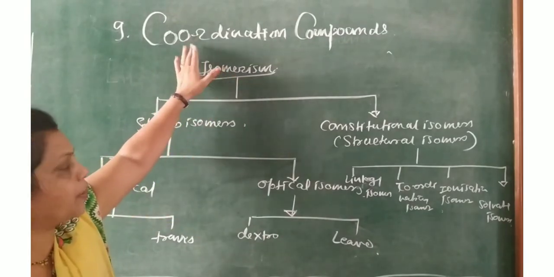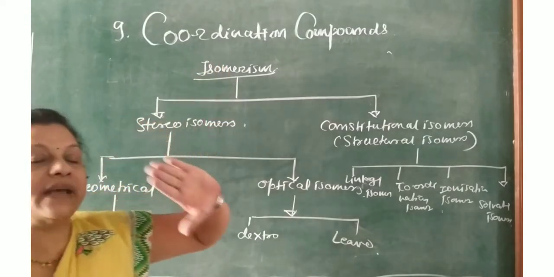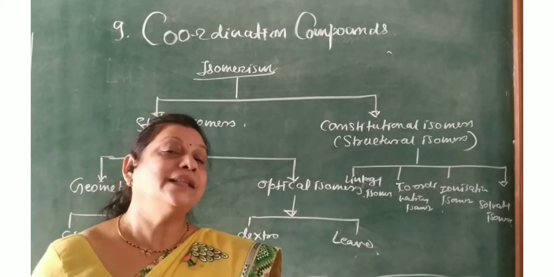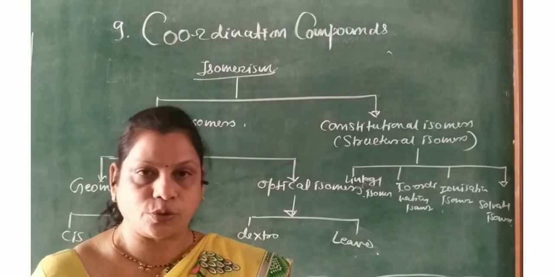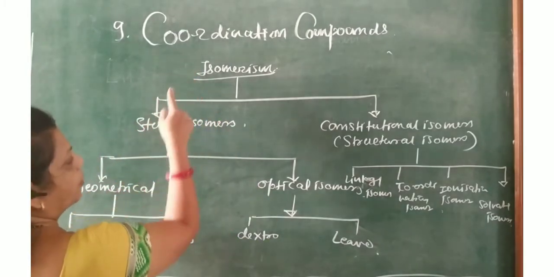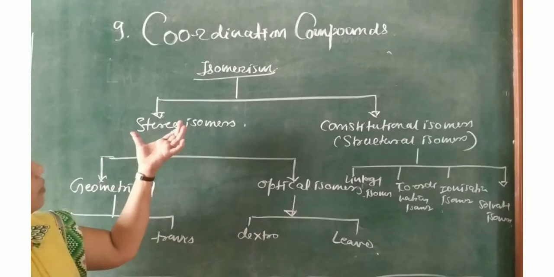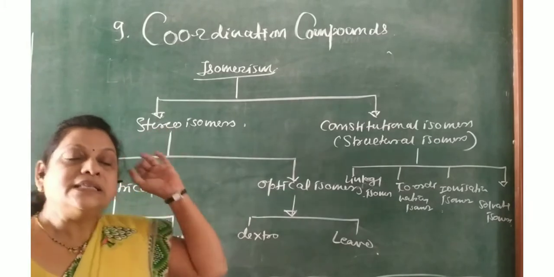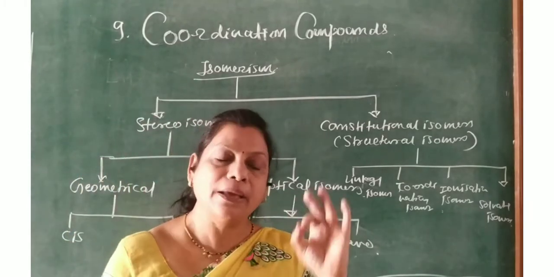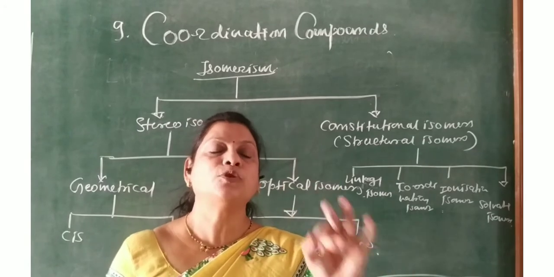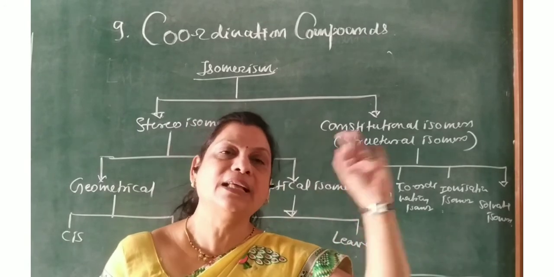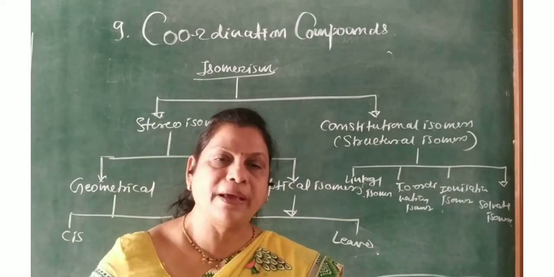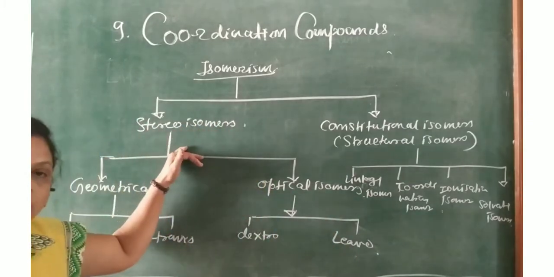Isomerism in coordination compounds. What are isomers? Isomers means having the same molecular formula but different structural arrangement. The phenomenon of forming isomers is called isomerism. So in coordination compounds there are 2 types of isomers: stereoisomers and structural isomers. What is meant by stereoisomers? Stereoisomers have the same molecular formula and the same types of constituent atoms present in the coordination compound, but their spatial arrangement in space is different.